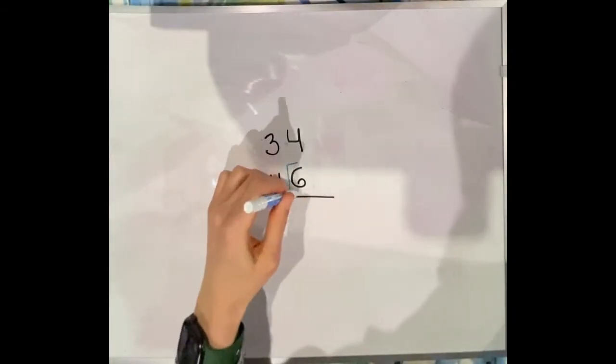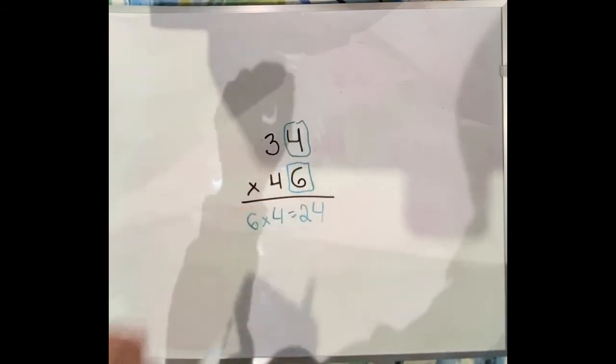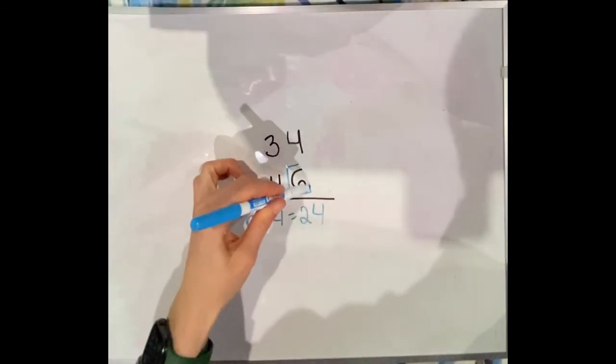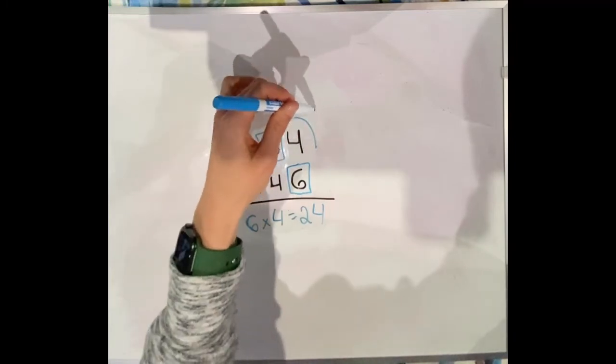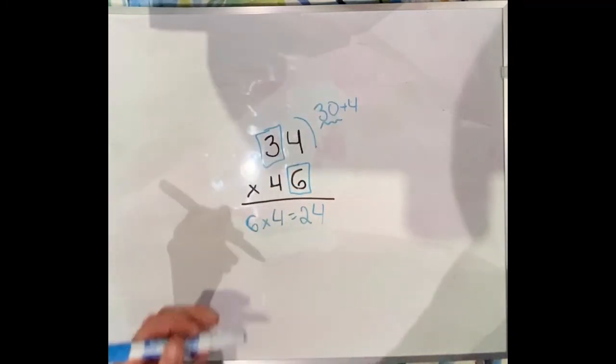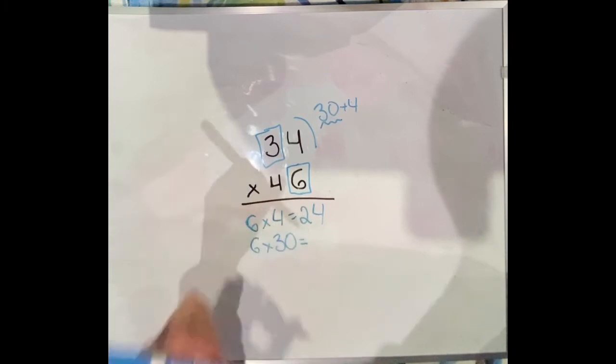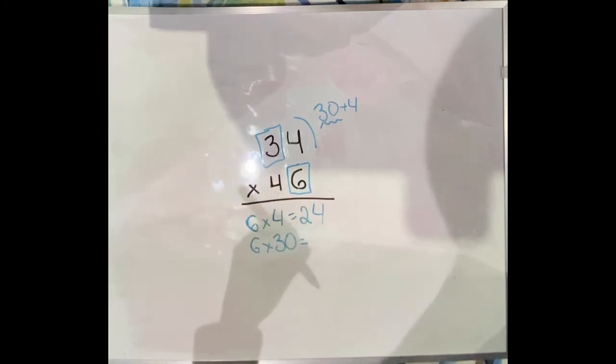So, where is the ones place here? 4 and 6. Oh, that's easy, 24. Now here, remember we aren't just simply multiplying 6 times 3. Remember, 3 is in the tens place, so it's actually 30. Essentially, with these first steps, we're breaking 34 into 30 and 4, and multiplying each of these individual terms by 6, then finally adding them together.